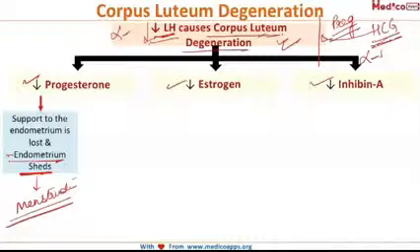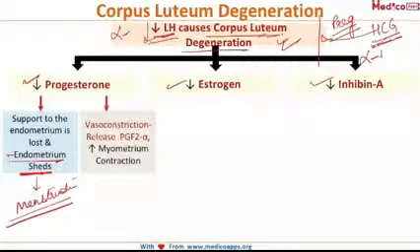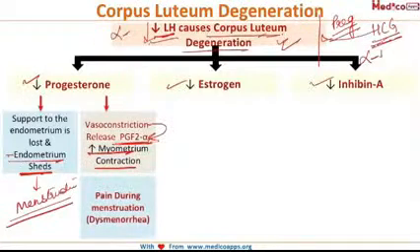Now, along with this, progesterone, we know, is a smooth muscle relaxant. So if there will be decrease in the values of progesterone, then it will subsequently lead to vasoconstriction. And because of this vasoconstriction, there will be release of PGF2 alpha, a prostaglandin. And this PGF2 alpha increases the myometrial contractions, subsequently leading to dysmenorrhea, the pain during menses. So the pain during a normal menstrual cycle is because of the vasoconstriction leading to the release of PGF2 alpha, subsequently causing myometrial contraction.